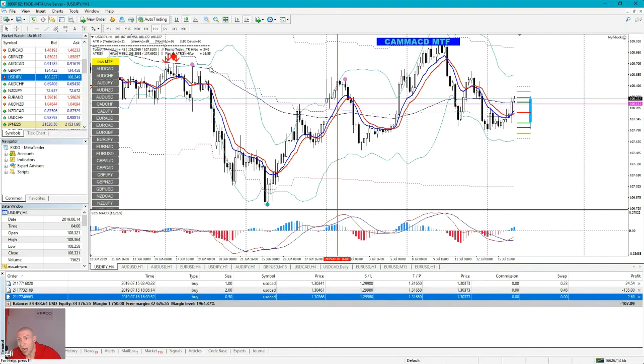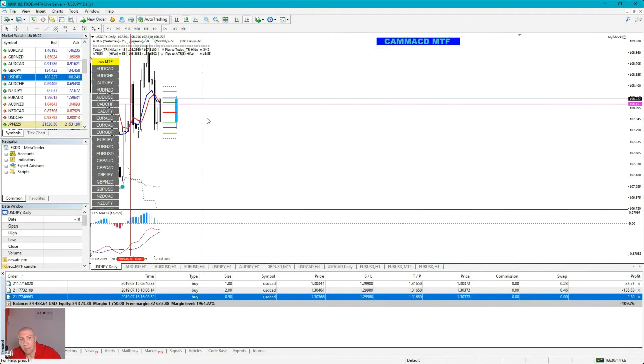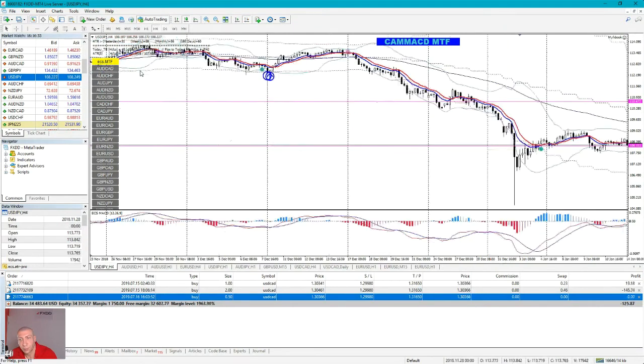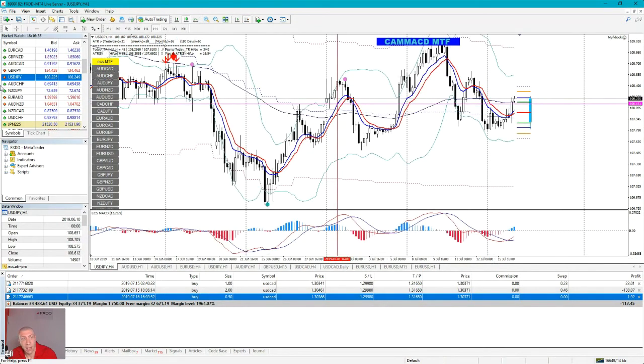Dollar yen is trying to push up. We might see an up move indeed. If this candle now closes as a bullish one, tomorrow we might have a bullish setup on 4 hour.